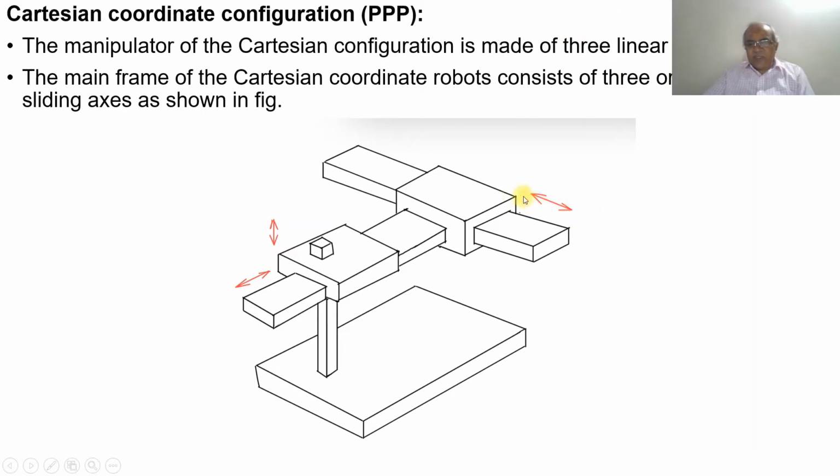Suppose you take this as the x direction, then this will be the y direction, and this one will be the z direction. All are orthogonal linear sliding axes. That means all three axes are mutually perpendicular.